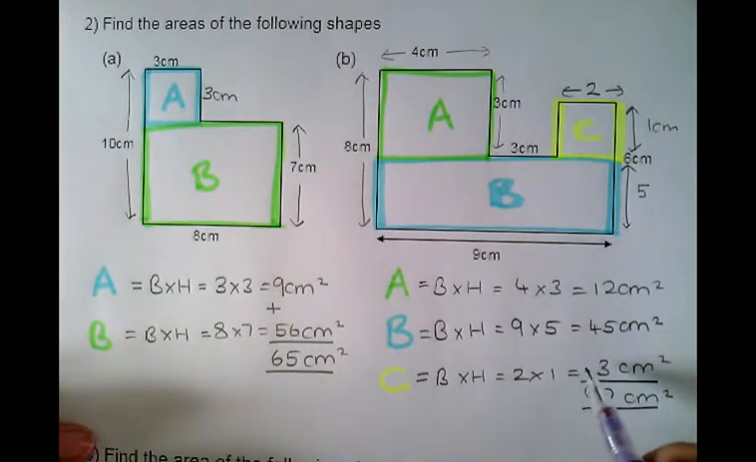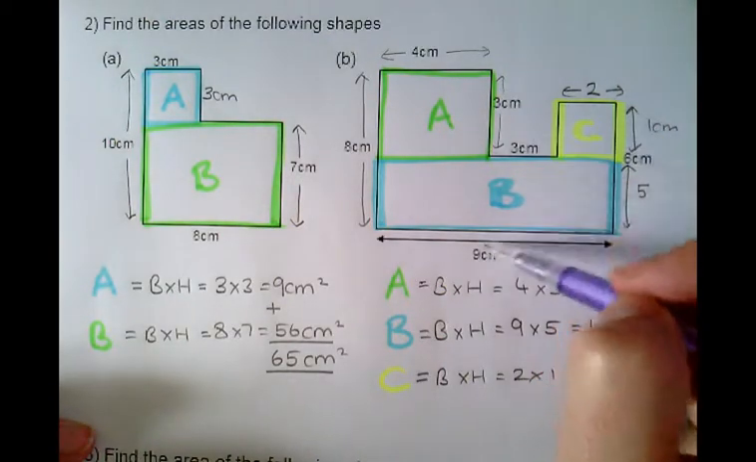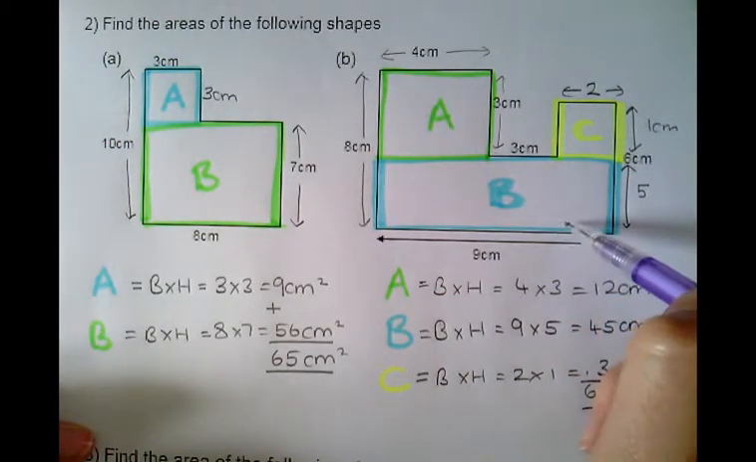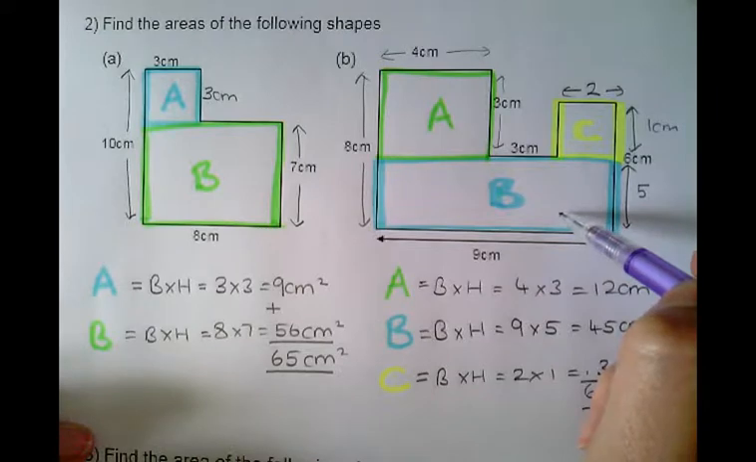That's not the only way for you to do those shapes. You could have split them up differently with the lines going down. It really doesn't matter which way you do it. Just make sure that you're definitely using the right lengths.